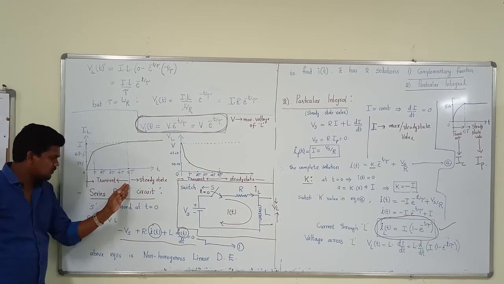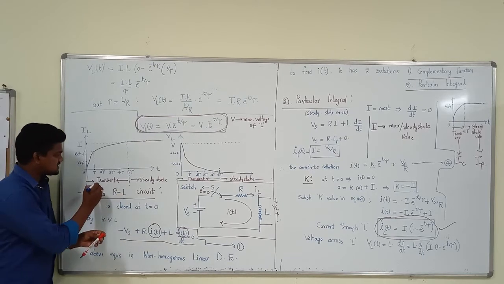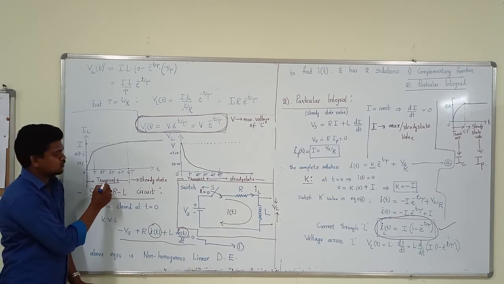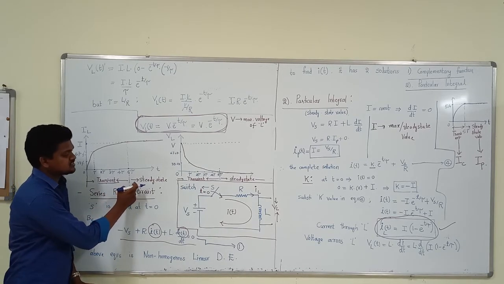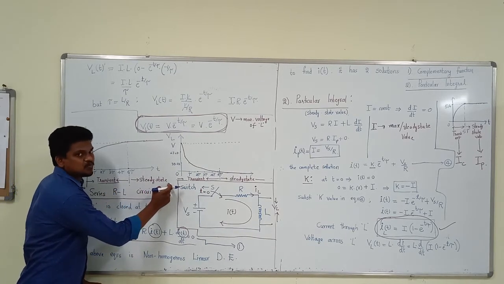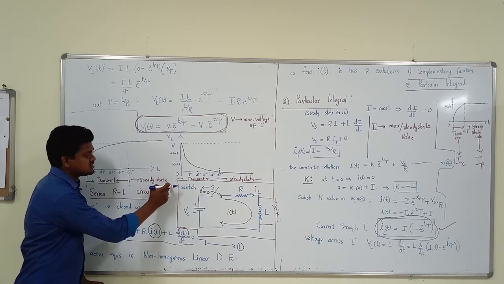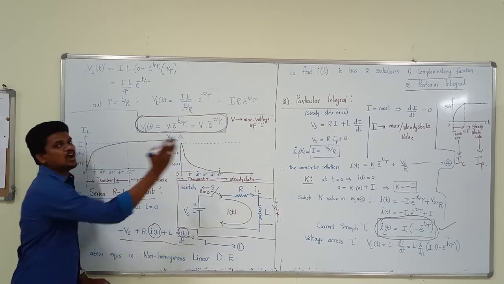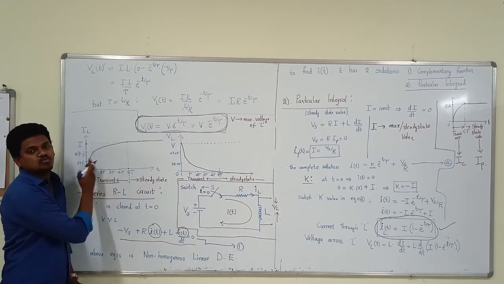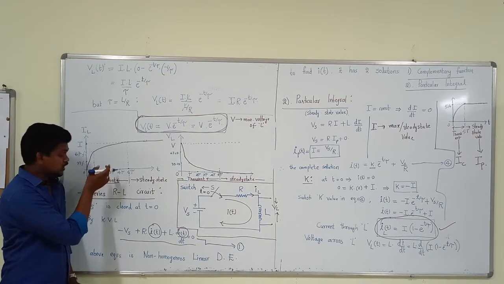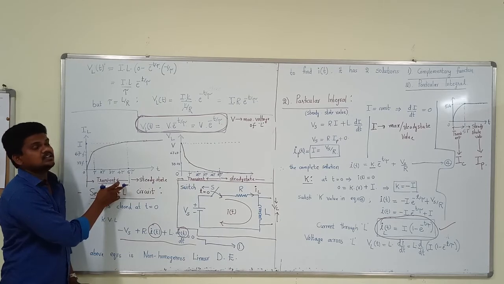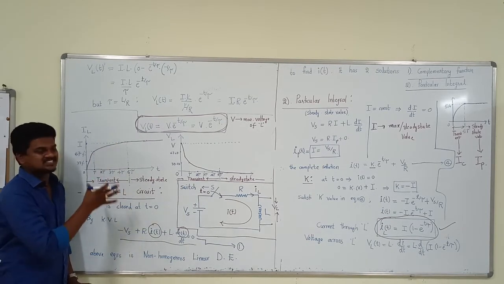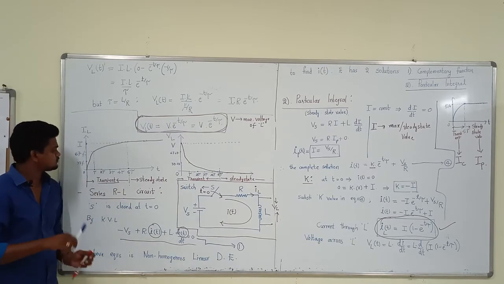Before 5 time constants, it is called the transient response, that means transient output. After 5 time constants, it is called the steady state response. In our problems up to now, we have discussed only this area. We are not discussing this area, but in order to know it, this analysis is discussed.